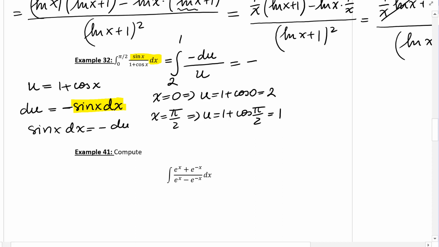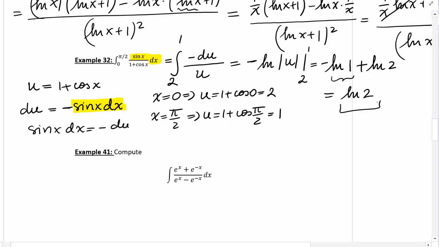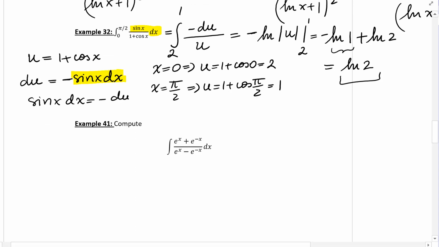I can factor out the negative, and now the integral of du over u is ln of absolute value of u, evaluated from 2 to 1. So we get negative ln of 1. I can drop the absolute value sign because the absolute value of 1 is 1. Minus, from the fundamental theorem of calculus, but because I have minus here, I'm going to put plus ln of 2. ln of 1 is 0, so the final answer is ln of 2. And that's it for that problem.